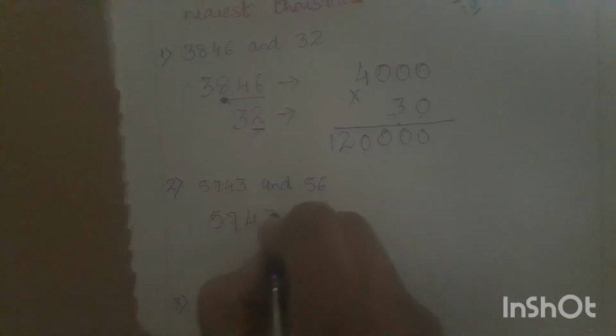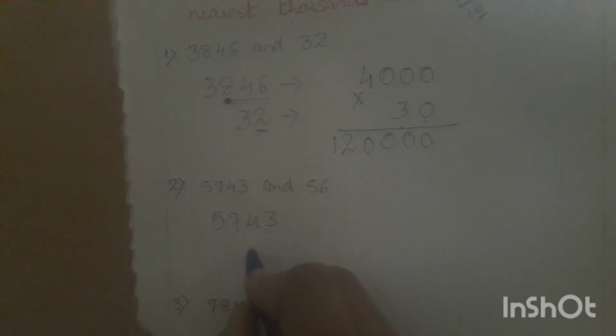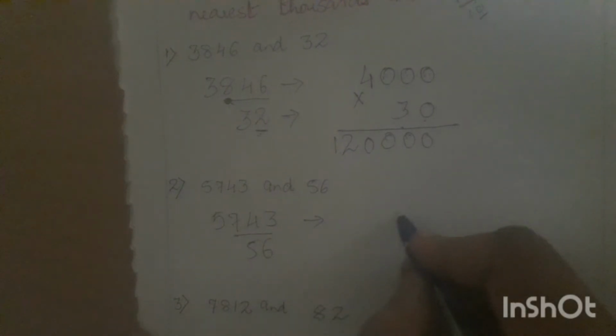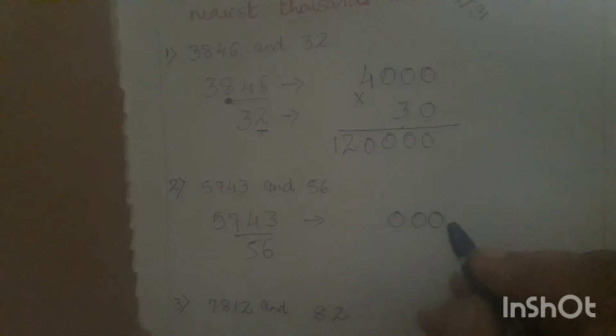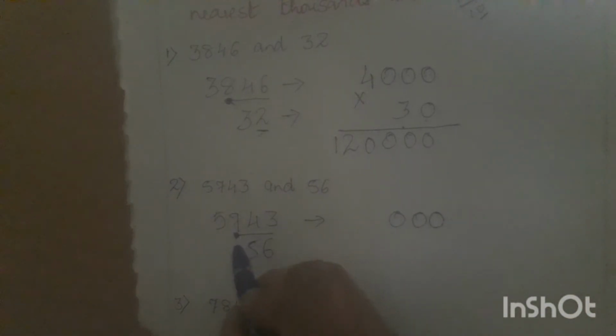Here you have 5743 and the multiplier is 56. This one you have to round off to the nearest thousands. In thousands, 3 zeros. The digit at the higher place is 7. Condition satisfied. 5 plus 1 becomes 6.